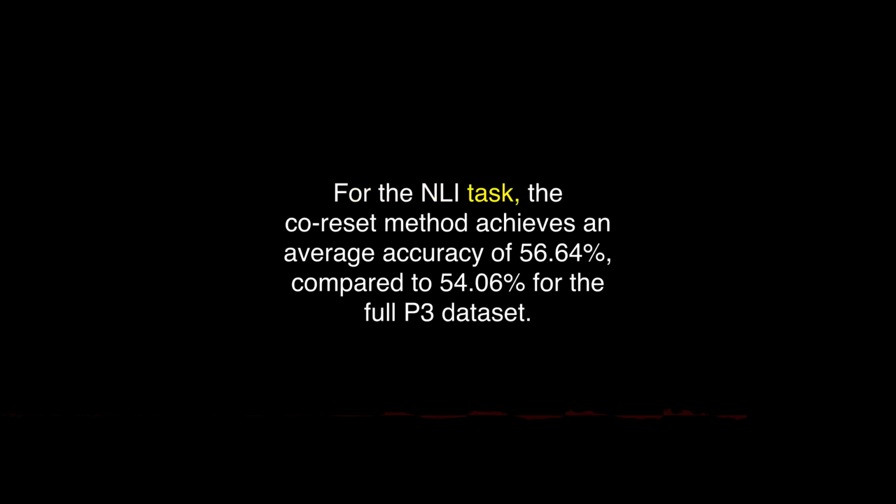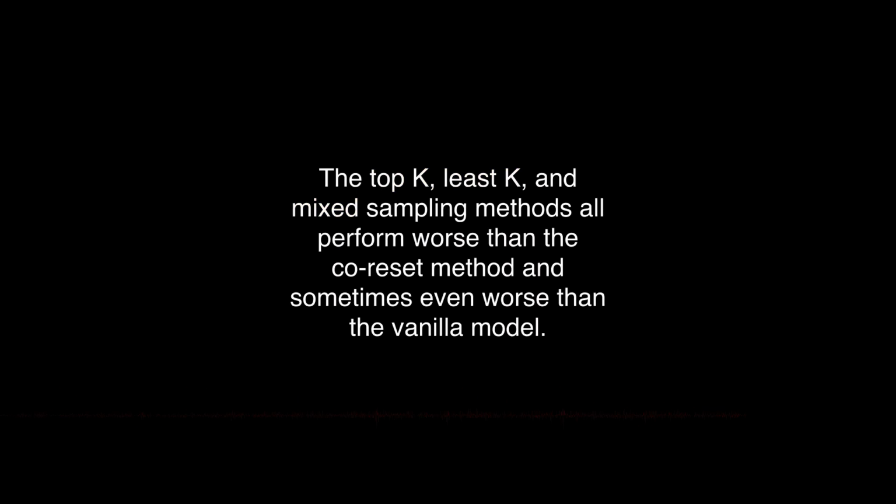For the NLI task, the co-reset method achieves an average accuracy of 56.64%, compared to 54.06% for the full P3 dataset. That's a significant gain, especially considering the massive reduction in data. The ablation study further supports this. The top K, least K, and mixed sampling methods all perform worse than the co-reset method, and sometimes even worse than the vanilla model. This highlights the importance of careful sample selection.